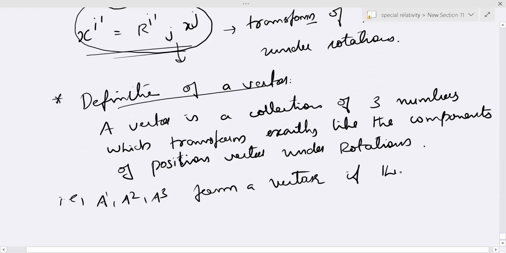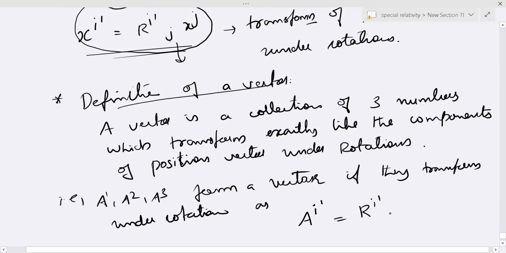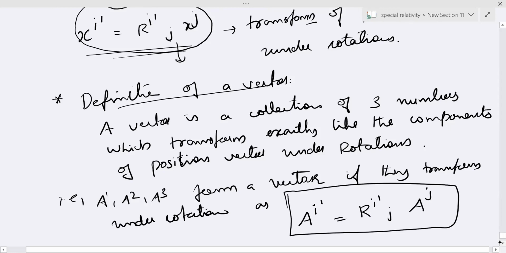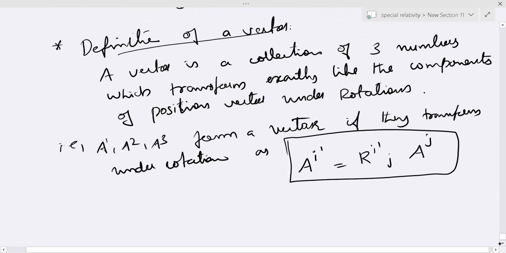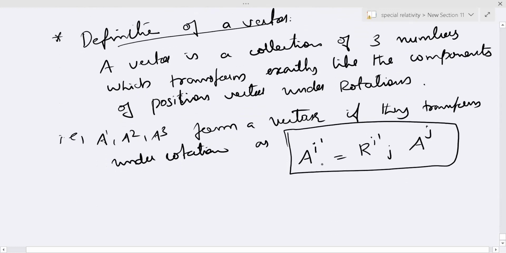They form a vector if they transform under rotations as, we can write it like this: Ai prime is equal to Ri prime j, the same rotation matrix, Aj. Summation over j is implied. Okay, now this is the definition of a three vector. Is this fine? Now this is a more rigorous definition for a three vector. Again, I am not talking about the basis. We are using the same word vector for its components, or we are calling the components as the vector. This can be done. Is this the definition of a three vector?